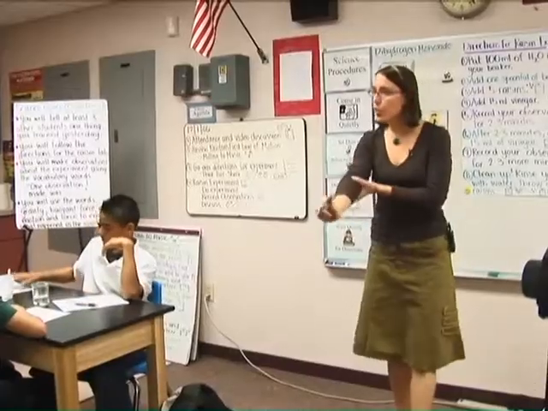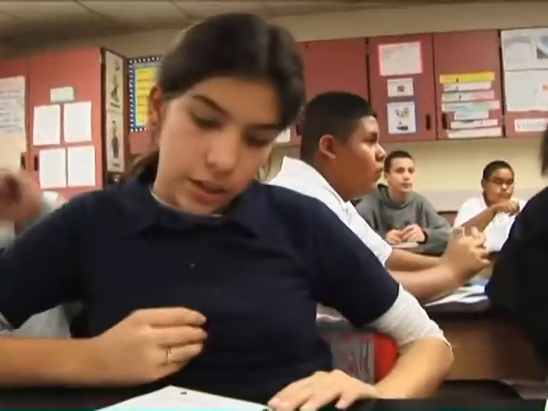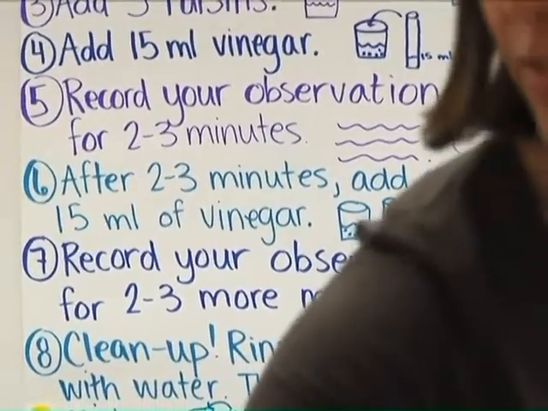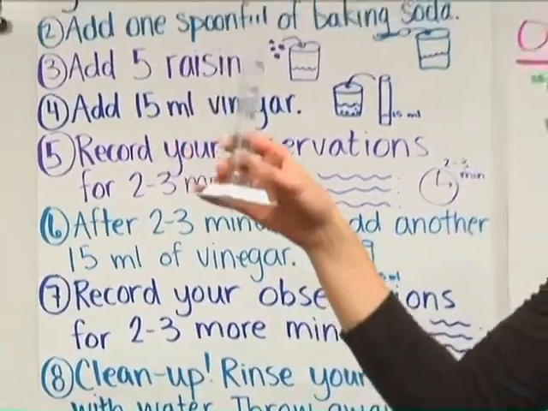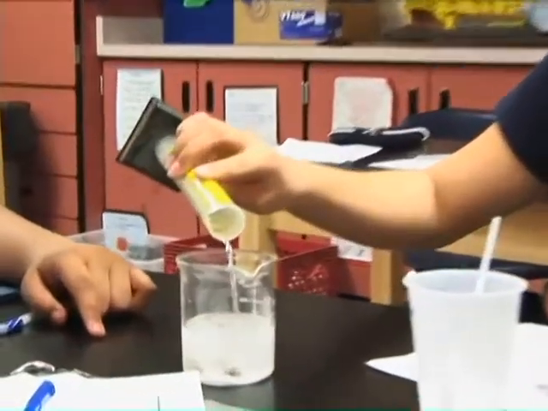Is anyone willing to share one of your observations? Jessica? One observation is that the raisins went to the bottom and had bubbles. Okay, so I'm gonna go ahead and write Jessica's down. After about 2 to 3 minutes, you're actually going to add another 15 milliliters of vinegar. And you're going to record your observations for 2 or 3 more minutes.